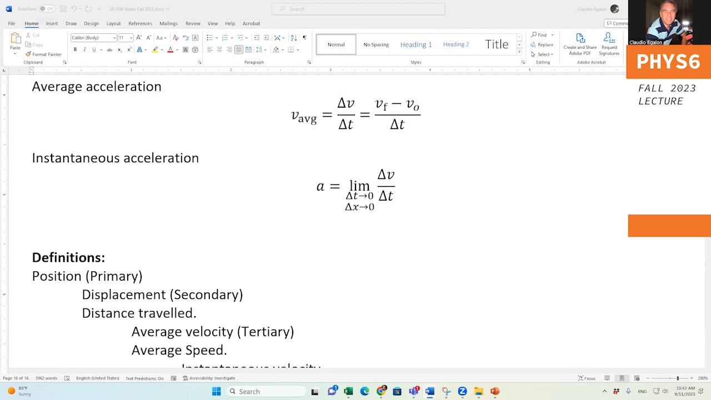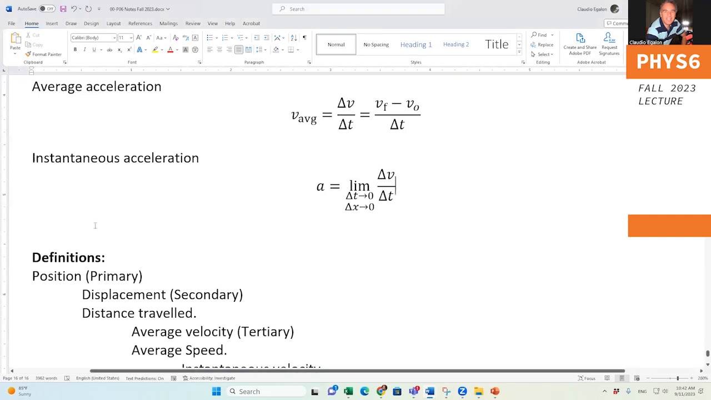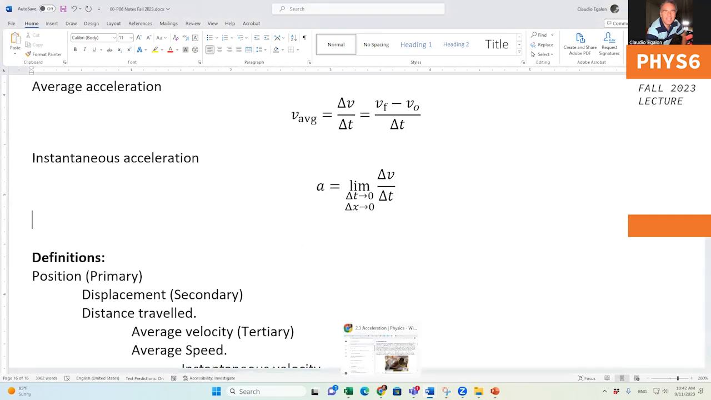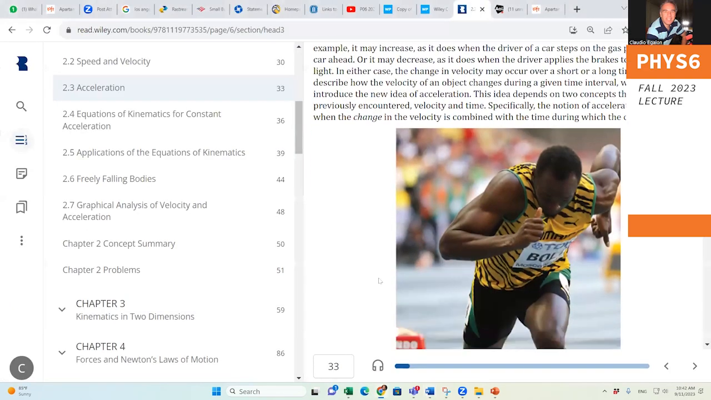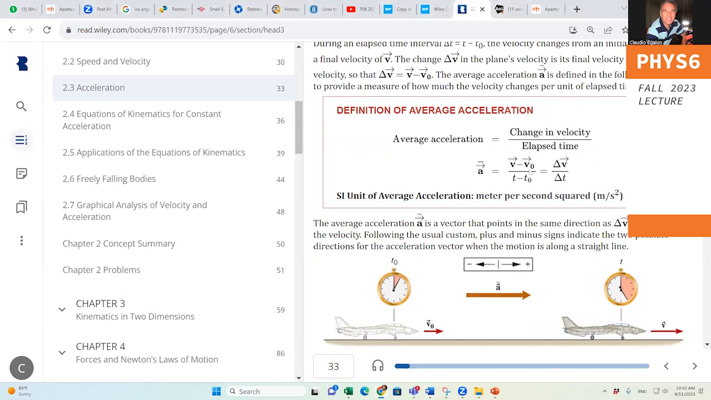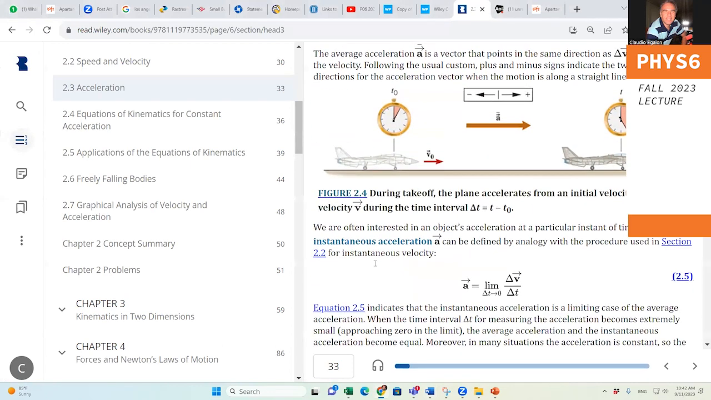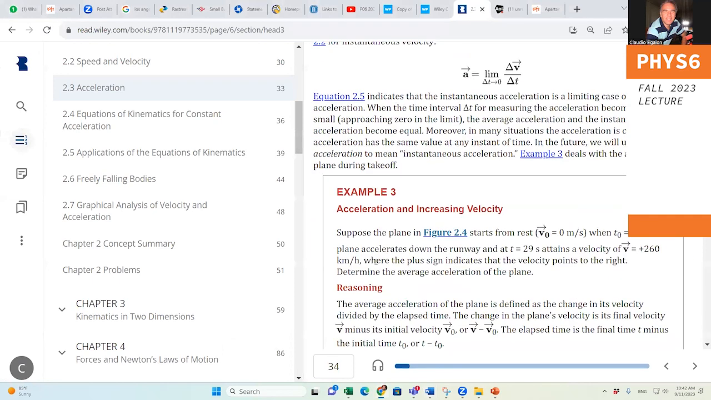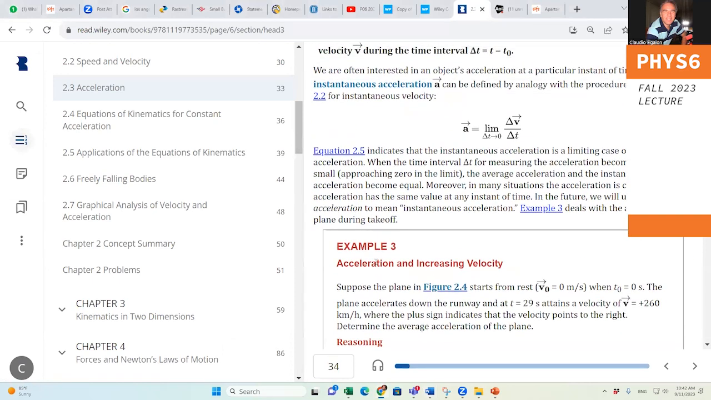Can you remember that? Okay. So let me give you an example. Acceleration. Right here, final velocity minus initial velocity. Let's take a look at an example: acceleration and increasing velocity.